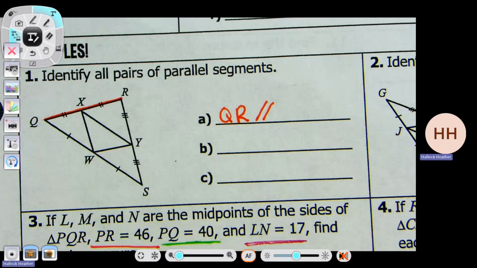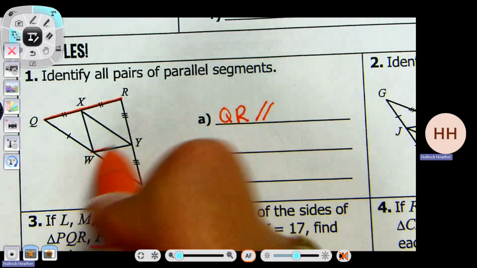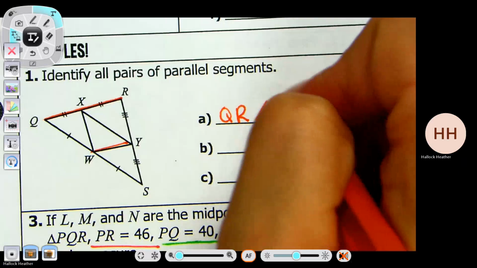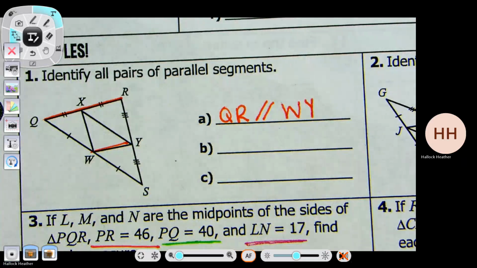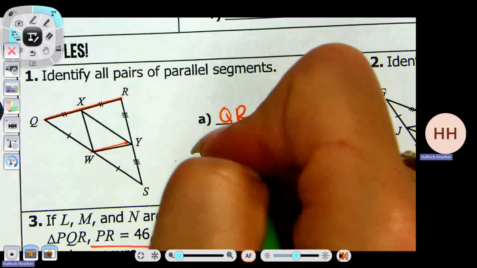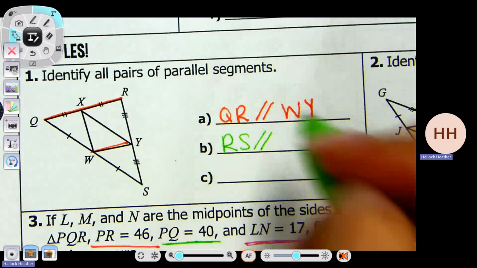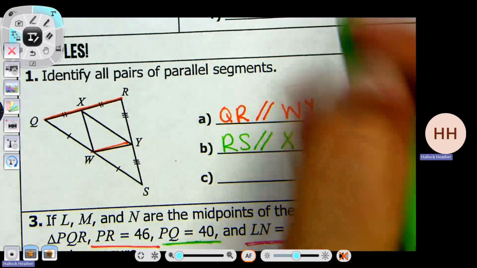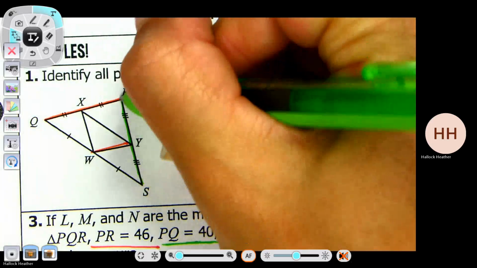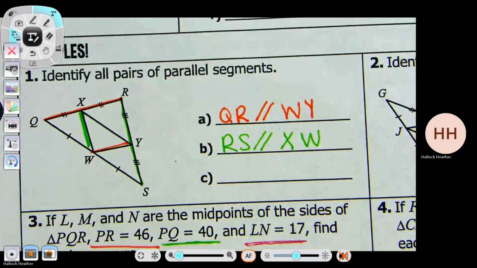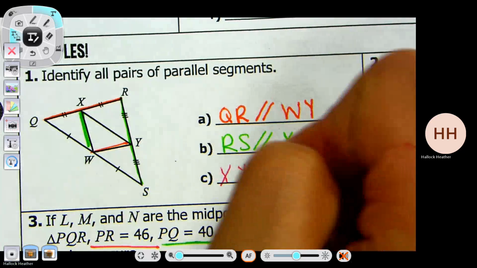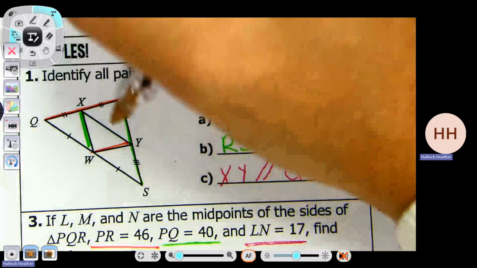QR matches with what? WY. So we're looking for the mid segment and then the long piece that goes with it. What does RS match with? XW. If I say XY, QS. QS. Yes.